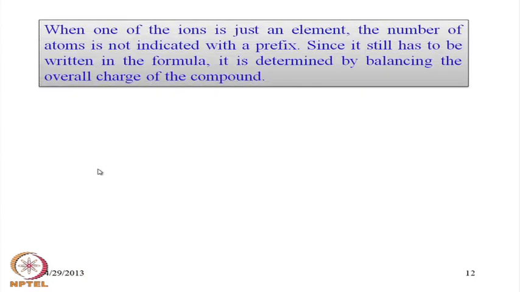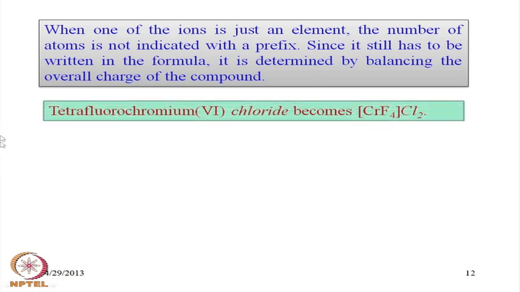So, once the name is there, just on the element, the number of atoms is not indicated with a prefix. Since it still has to be written in the formula, it is determined by balancing the overall charge of the compound. That means, how many anions are required for charge neutralization, such as this, which is tetrafluorochromium 6 chloride, it becomes CrF4Cl2. So, we are not writing that it has 2 chloride, the italics form is the chloride.